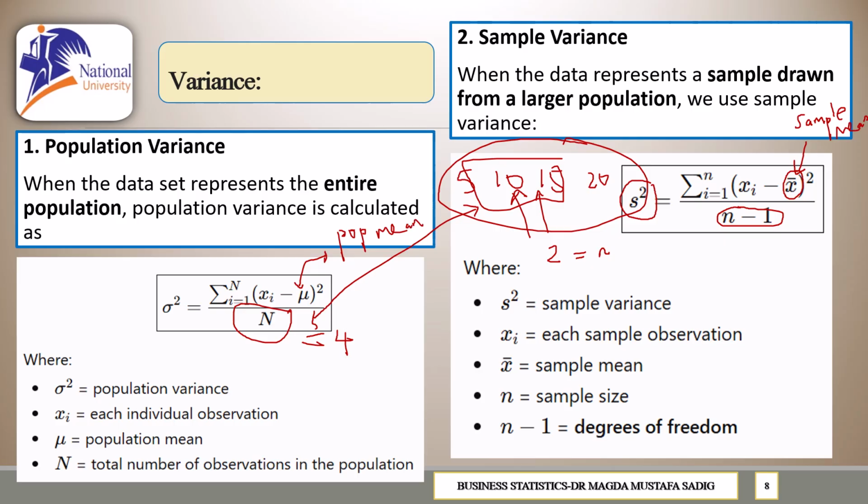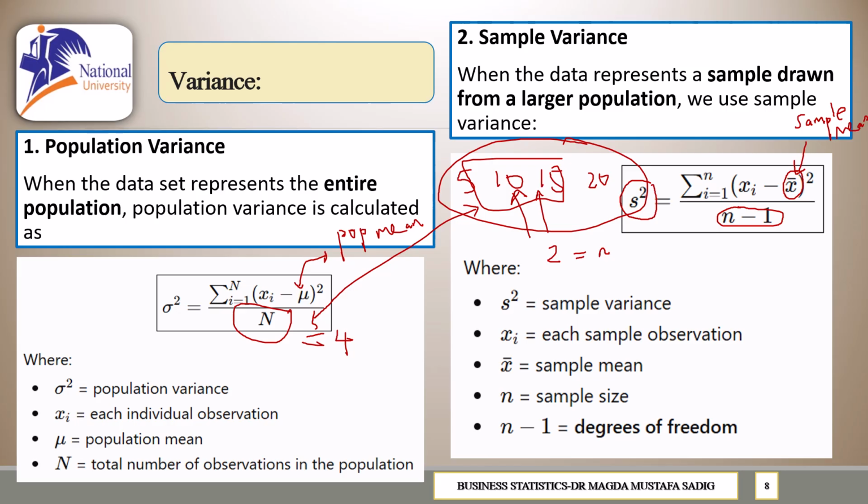And we use S square for sample variance and sigma square for population variance. We divide by n minus 1, where n is the sample size and n minus 1 is the degrees of freedom. The degrees of freedom.